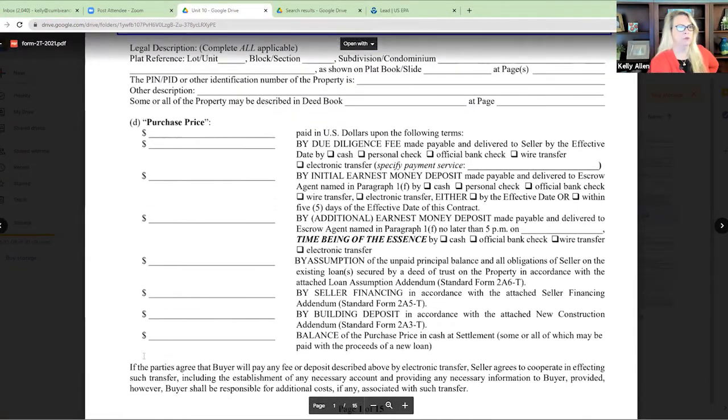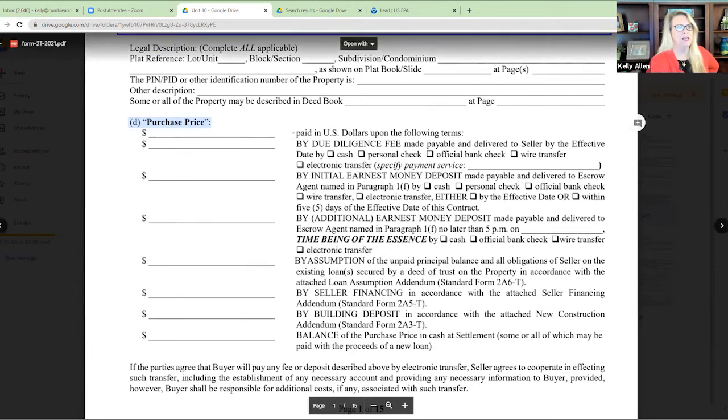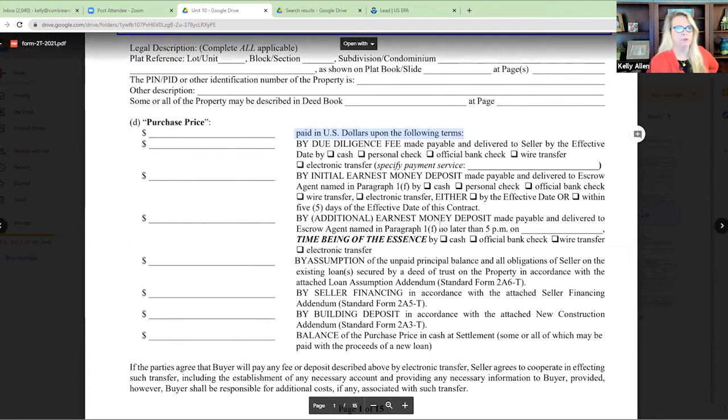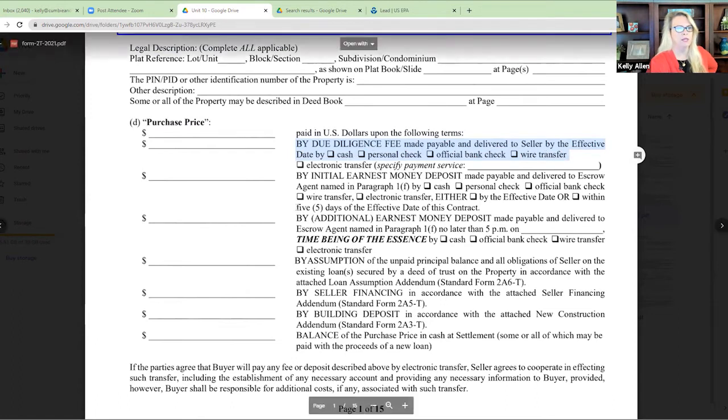All right, let's go over here and look at purchase price. So letter D is the part that gets you real excited when you're writing up your first offer to purchase. Oh my goodness. This is where you're going to write in how much your buyer is offering for the property. This is where you're going to write in what the due diligence fee is going to be and how it will be delivered. Will it be in cash, personal check, bank check, wire transfer, Venmo, who knows what? That's electronic transfer right here.